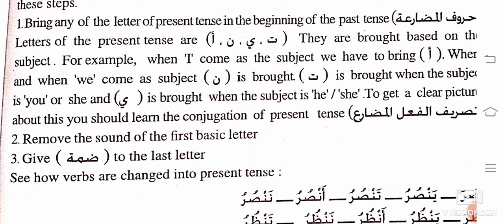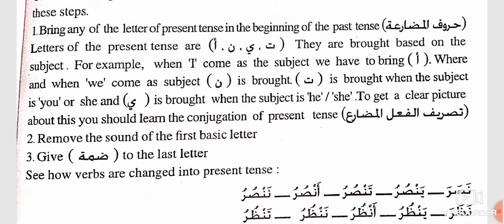What are the letters of present tense? It is known as حروف المضارع. These are the letters ألف, نون, ياء and تاء. We can summarize these letters into a word, that is أتينا or نأتي. Just think of أتينا or نأتي when we are asked about حروف المضارع or the letters of present tense. These letters are brought in the beginning of the past tense based on the subject.